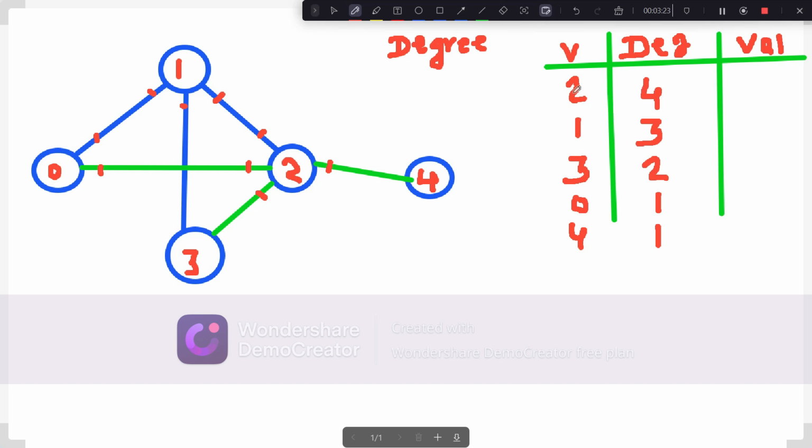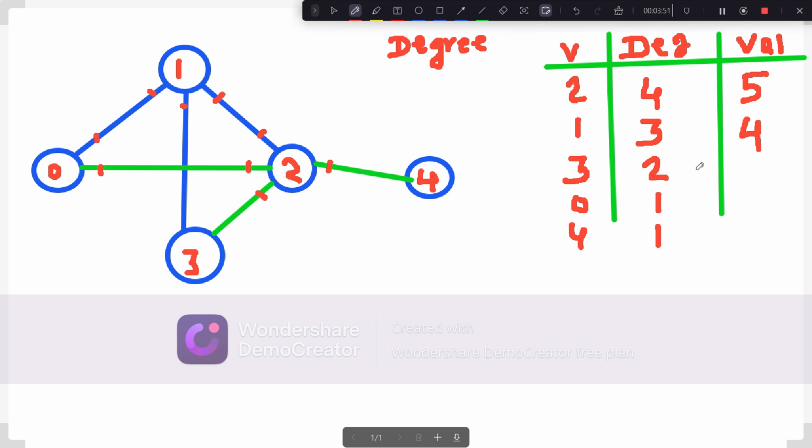First of all we have put the degree. Now in the question itself it is given that we have to assign the values from 1 to n. For the highest degree we have to assign the highest value. So 2 has the highest degree, so we will make it 5 because we have a total of 5 vertices, N equal to 5. So the first value we are giving here is 5. Now this 1 is the second one, so we are giving here 5 minus 1, so 4.